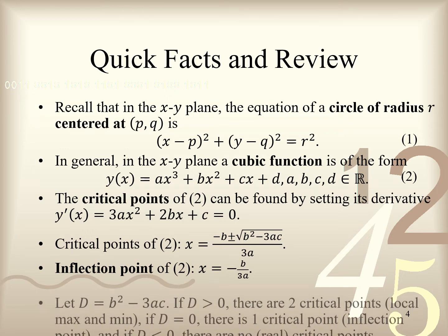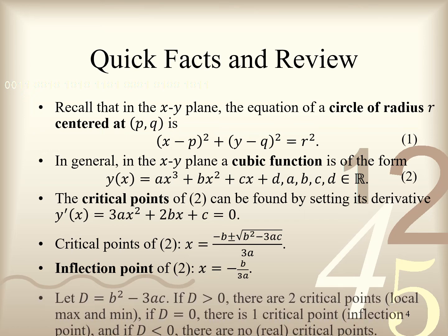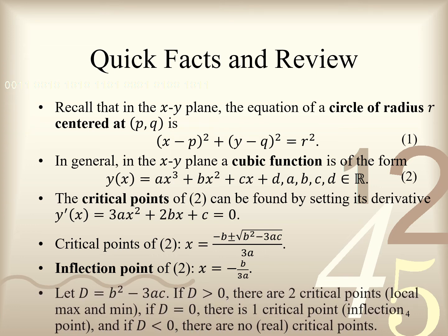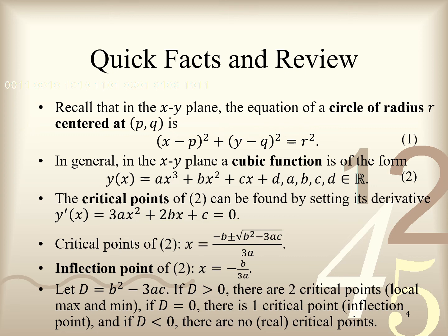For the cubic function in 2, let d equal b squared minus 3ac, in the formula for the x-coordinate of the critical points. If d is greater than 0, then there are 2 critical points, a local maximum and a local minimum. If d equals 0, then there is 1 critical point, the inflection point, and if d is less than 0, then there are no real critical points. We refer to d as the discriminant for the critical points of a cubic function.